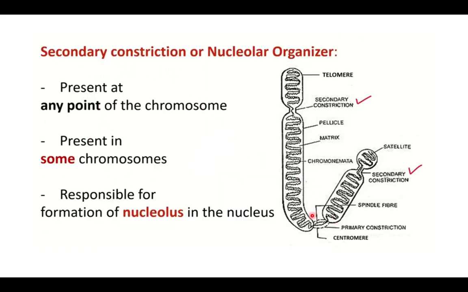Next, secondary constriction. First, I explained the primary constriction. Now, secondary constriction, you can notice it here. Otherwise, you can call it the nucleolar organizer. It is present at any point of the chromosome, but only in some of the chromosomes. It is not a must in all chromosomes. It is responsible for the formation of the nucleolus in the nucleus. Inside the nucleus there is a nucleolus, isn't it? So for the formation of the nucleolus, the secondary constriction is helpful. That's why it is named the nucleolar organizer.